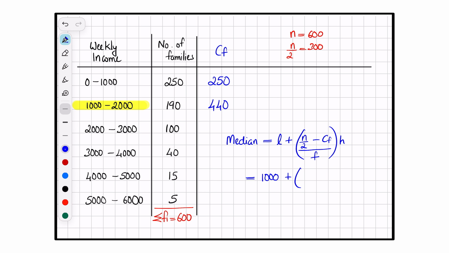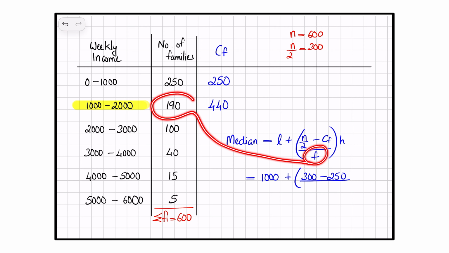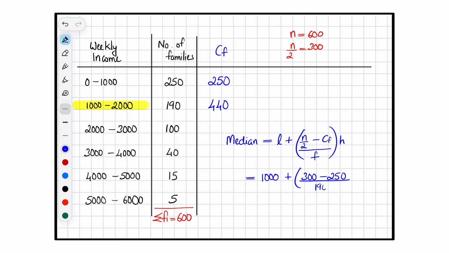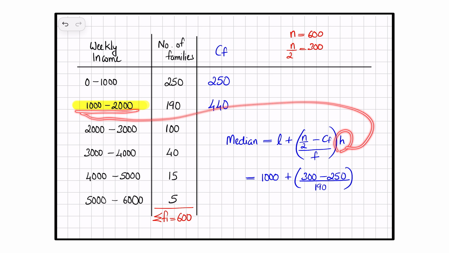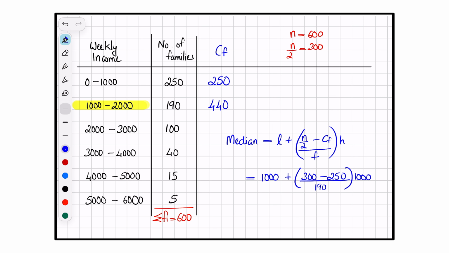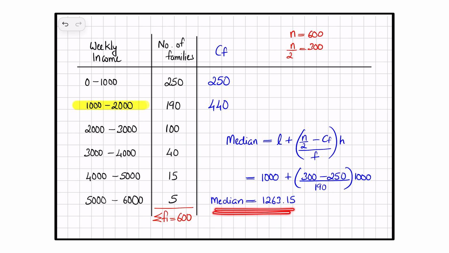Plus n by 2 is nothing but 300, and the cumulative frequency, this is the cumulative frequency of the preceding class, that is 250. So minus 250 divided by F. This F is the frequency of the median class, so that is 190, into H. What is H? H is the class size, that is again 1000. You do all the calculations and you will get median as 1263.15. The median income is 1263.15.